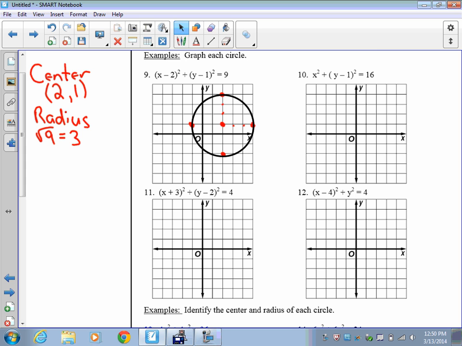So there's our circle. It's 3 units away. R is equal to 3. And this point right here is the center. It's 2, 1.